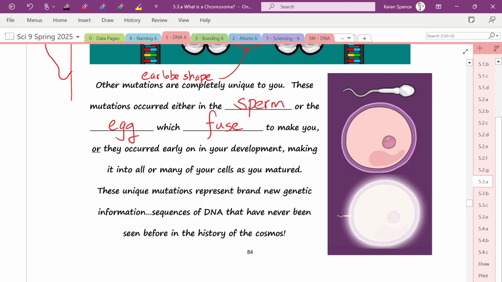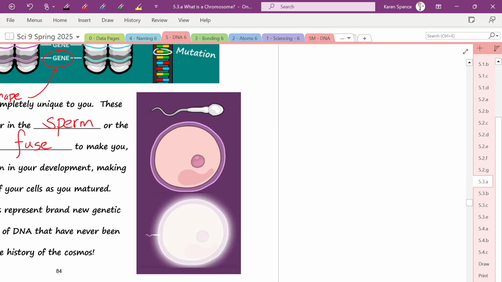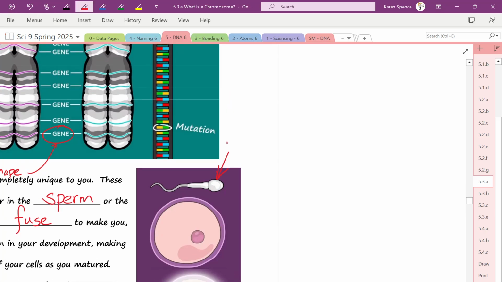How many chromosomes do you think there are in a sperm? Have a little chat with your neighbor about that. How many chromosomes do you think there are in a sperm?